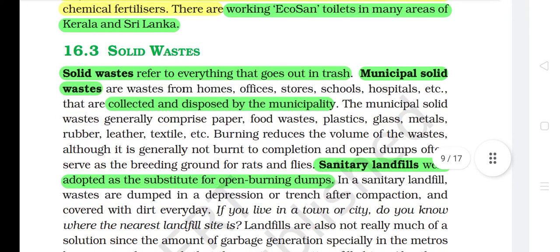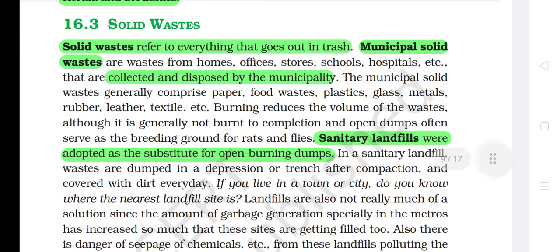16.3 Solid Waste. Solid waste refers to everything that goes out in trash. Municipal solid waste is waste from homes, offices, stores, schools, hospitals, etc. that is collected and disposed by the municipality. The municipal solid waste generally comprises paper, food waste, plastics, glass, metals, rubber, leather, textile, etc. Burning reduces the volume of the waste, although it is generally not burned to completion, and open dumps often serve as the breeding ground for rats and flies.